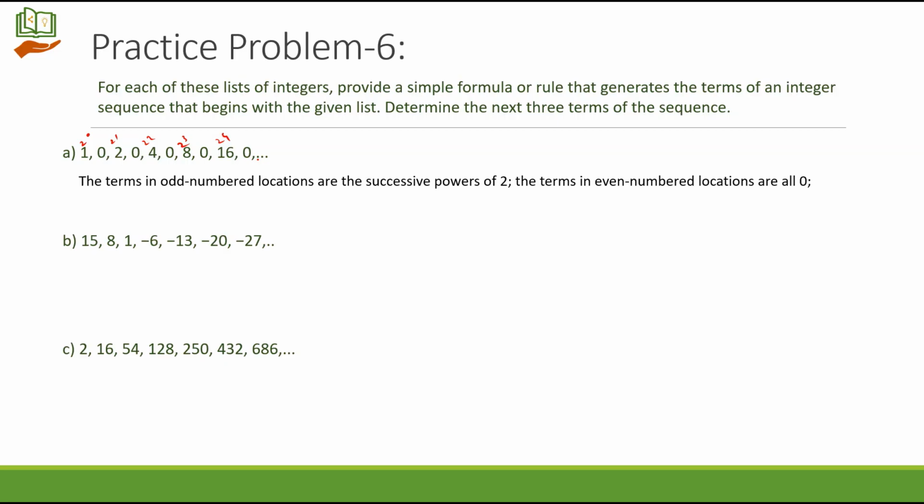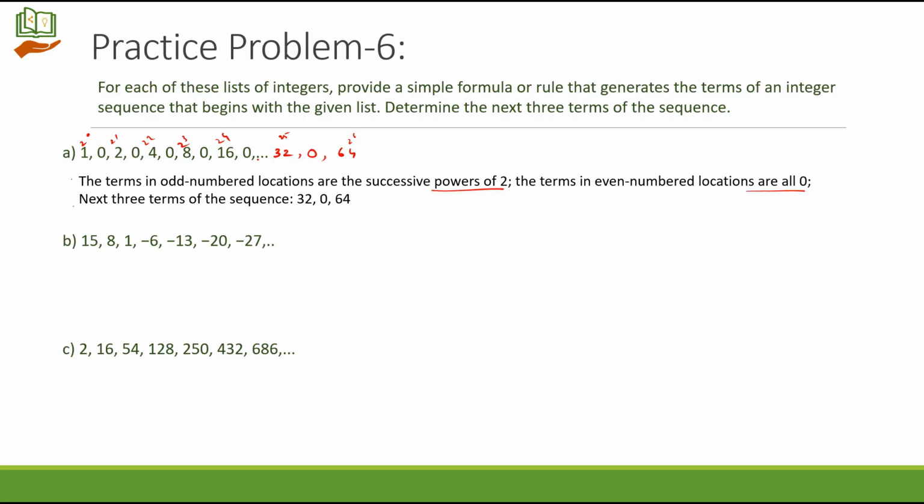So what should be the next 3 terms? It should be 32. Then you should have a 0 here. Then you will have 64. This will be 2 power 5 and 2 power 6. So 32, 0, 64 will be the next 3 terms of the sequence. Now let's get into B.